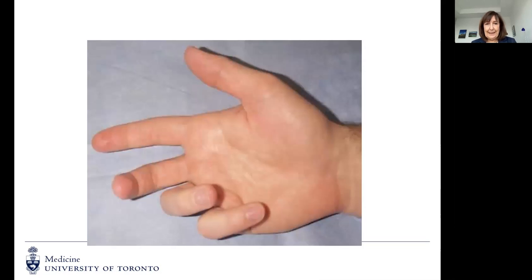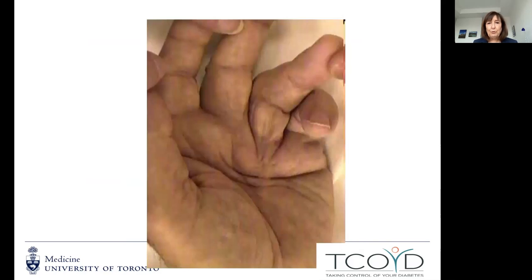Now, if you look at this hand, so again, we're looking at a right hand, and I think if I look at the thumb and the index finger, they look pretty normal. The third finger is a little bit bent, and the fourth and fifth fingers are quite bent down. And when I look at this, as a rheumatologist, I would think, well, is this a joint issue or is something else going on?